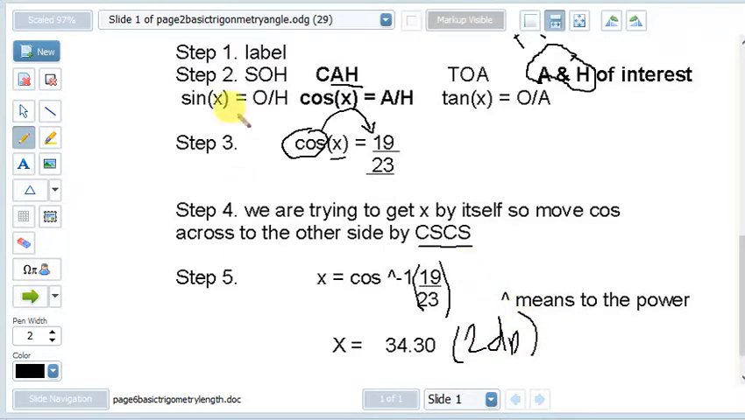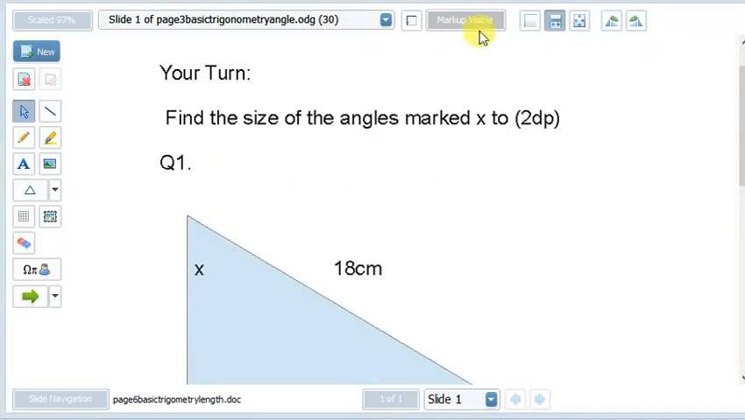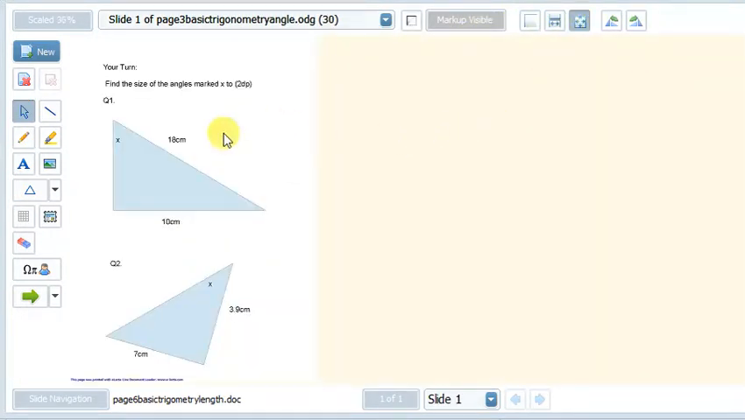Okay, so it's your go, your turn, and please work out the size of the angles marked x to 2 decimal places. Okay, so let's have a look, and I'll just mark on the right angles.